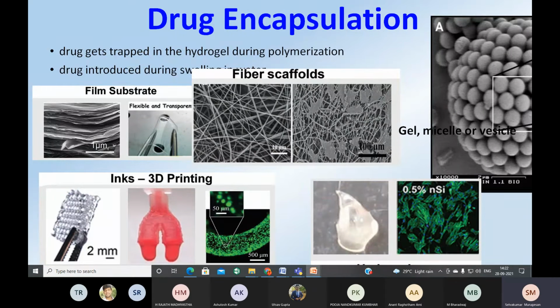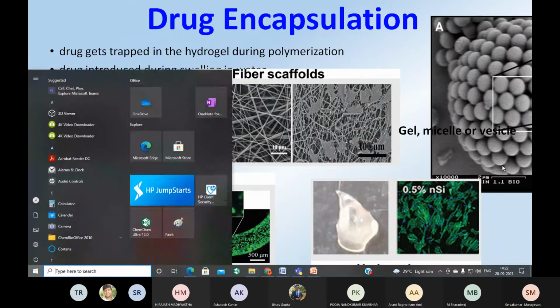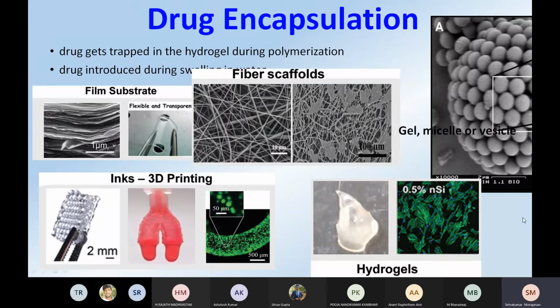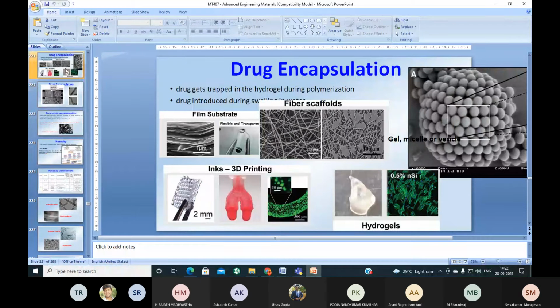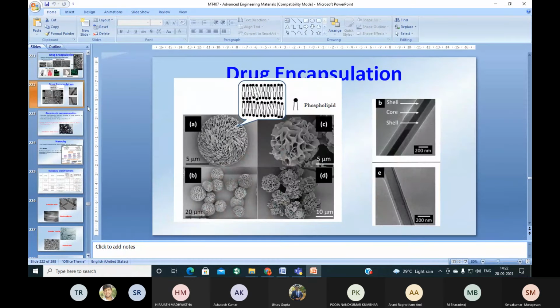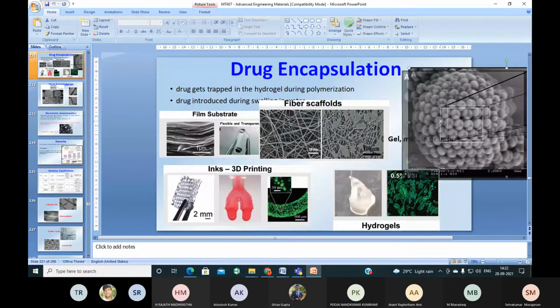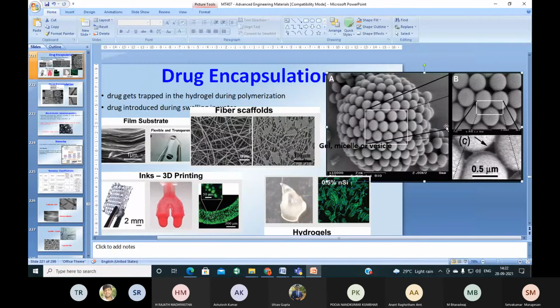Okay, sir. So yeah, all right. So this is a very complex structure. Huh? I don't know why. Something is missing over here.